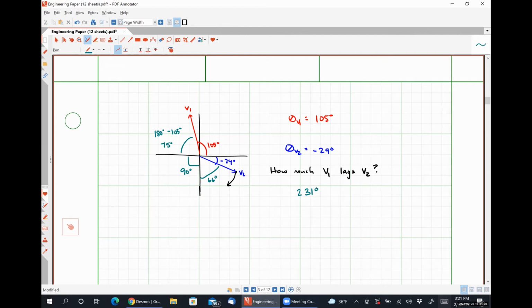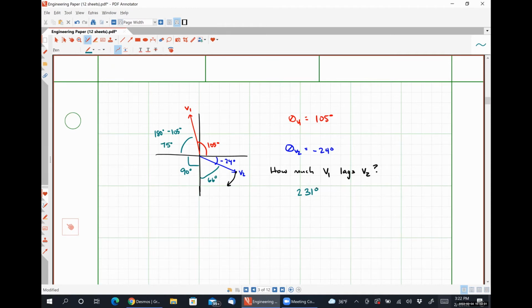So to reiterate, whichever quantity is the second one, so if we want to know by how much V1 lags V2, we start measuring from V2. Lagging is clockwise, leading is counterclockwise. Okay. Now I want to give you guys a word of warning regarding your WeBWorK problems on this stuff.